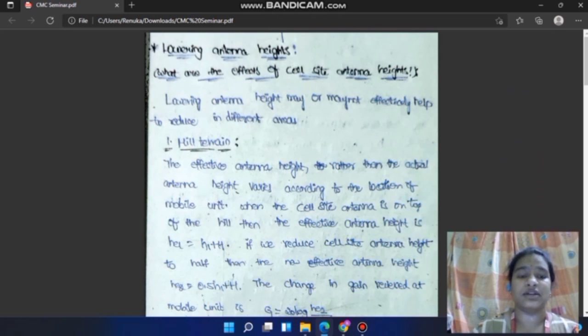Now I am going to discuss lowering antenna heights and methods to reduce co-channel interference from cellular mobile communications. Lowering antenna heights. Lowering antenna height may or may not efficiently help to reduce received power at different areas. Let us discuss mainly three different areas: hilly terrains, valley terrains and forest areas.